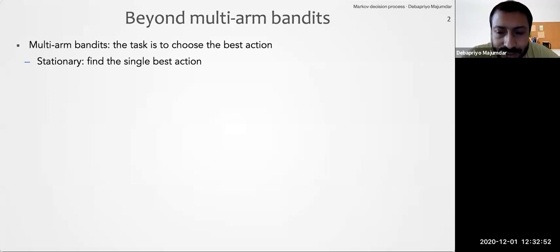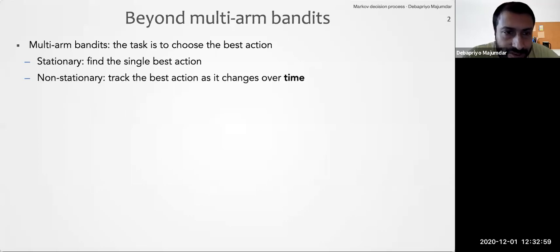The goal is essentially to get there, to estimate what that best action is. In the case of non-stationary also, the goal was to track the best action as it changes over time only. It changed over time only and nothing else, right? So this was a kind of simplified scenario.